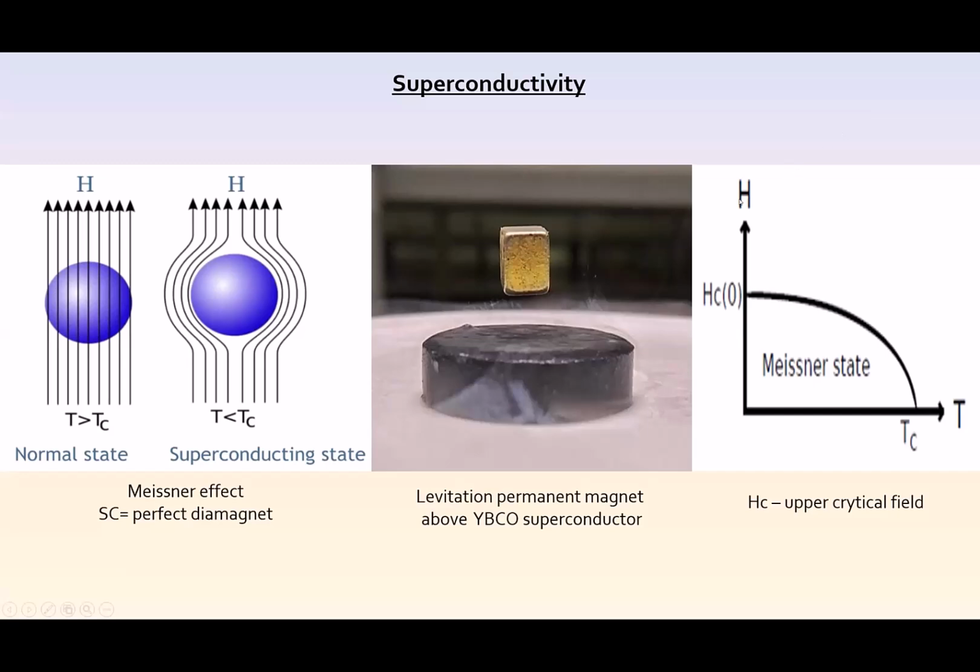So when you cool down a superconductor, can you hear me? Yes. Okay. So it comes to the so-called Meissner state, which means that the superconductor doesn't like magnetism, let's say. They are expelled from a magnetic field. So, for example, you can see in the middle picture the levitation of a permanent magnet above a superconductor.